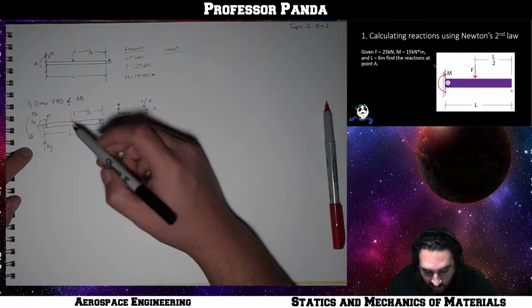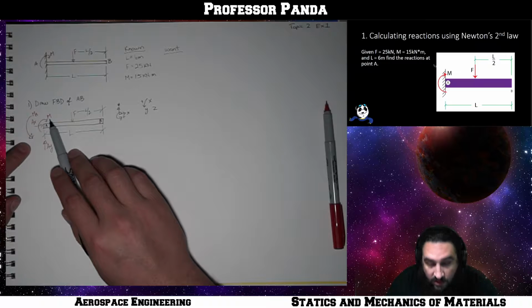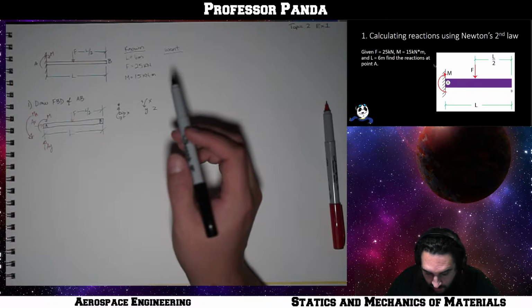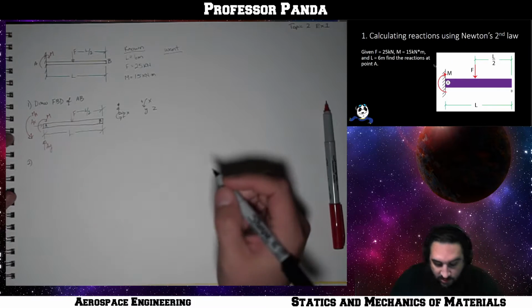So we have all of our reaction forces drawn in. We have our concentrated moment copied down, and we have our concentrated load copied down. Free body diagram is done, so we can go ahead and move on to step number 2.